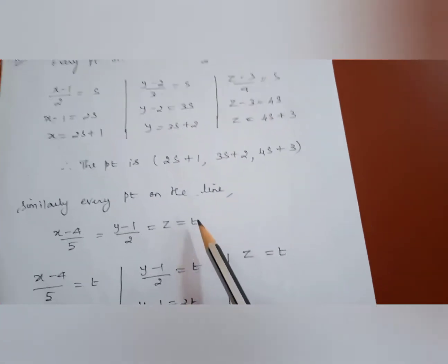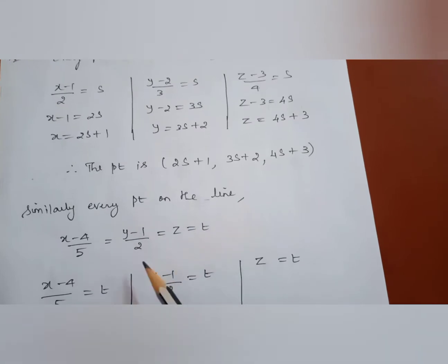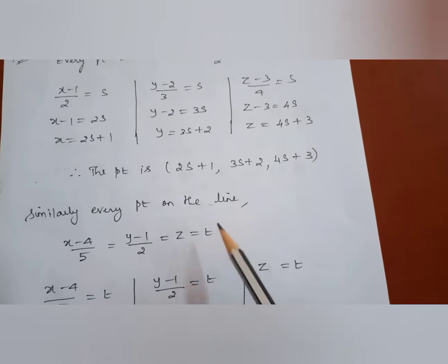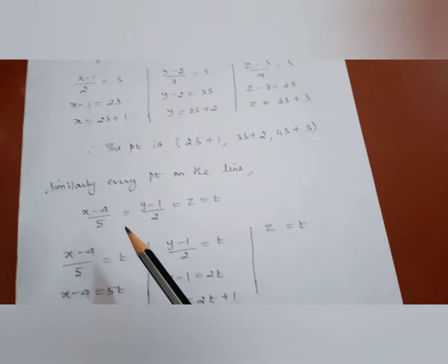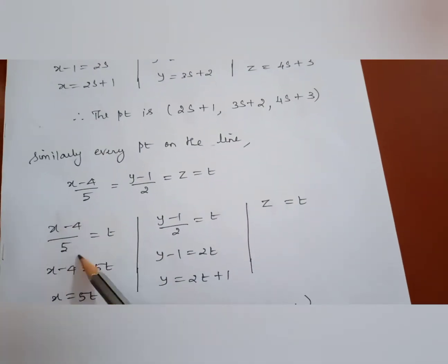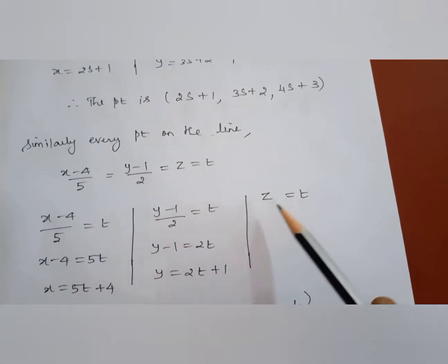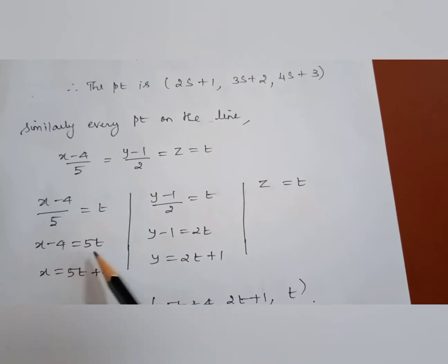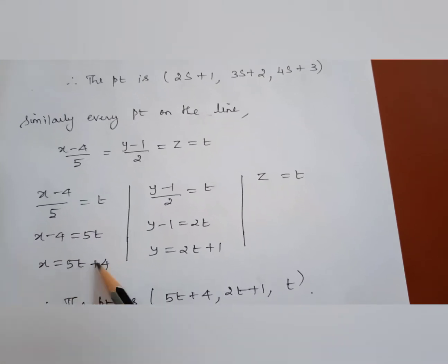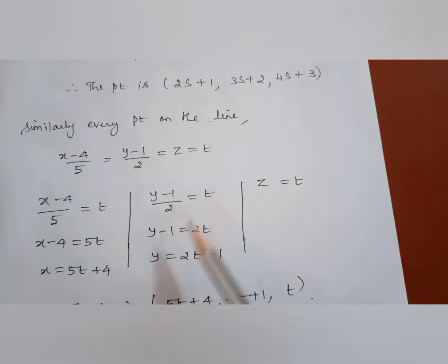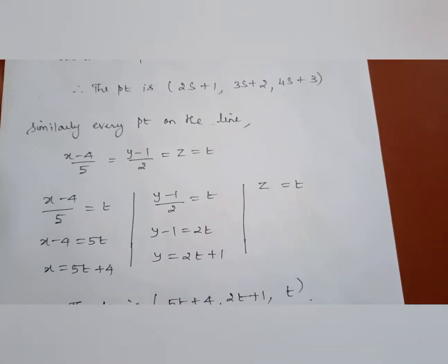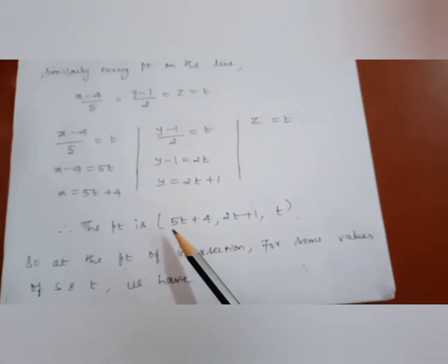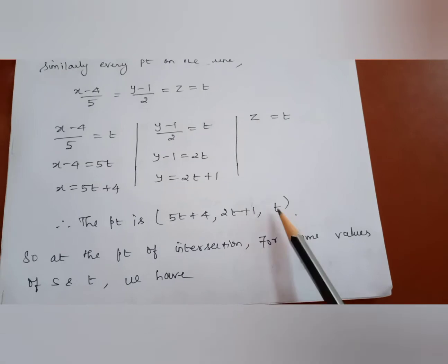Now similarly, any point on the second line, (x minus 4) by 5 equal to (y minus 1) by 2 equal to z, is equal to some t for assumption. Now again I will equate one by one. (x minus 4) by 5 equal to t, (y minus 1) by 2 equal to t, z is equal to t. So x minus 4, when I cross multiply here, x minus 4 is equal to 5t, x is equal to 5t plus 4, and y minus 1 is equal to 2t, y is equal to 2t plus 1, and z is equal to t as well. It is already there. Okay. So now the point has become (5t plus 4, 2t plus 1, t).